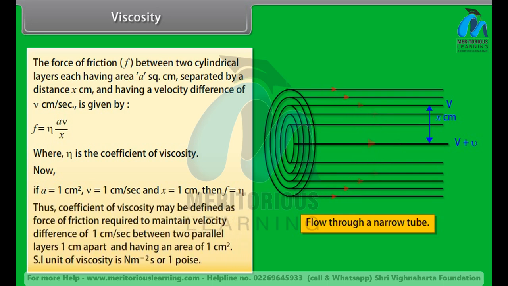Thus, coefficient of viscosity may be defined as the force of friction required to maintain a velocity difference of 1 centimeter per second between two parallel layers 1 centimeter apart and having an area of 1 centimeter square. SI unit of viscosity is Newton per meter square second or 1 poise.